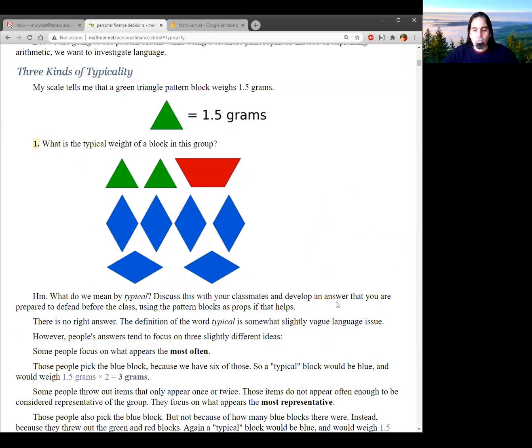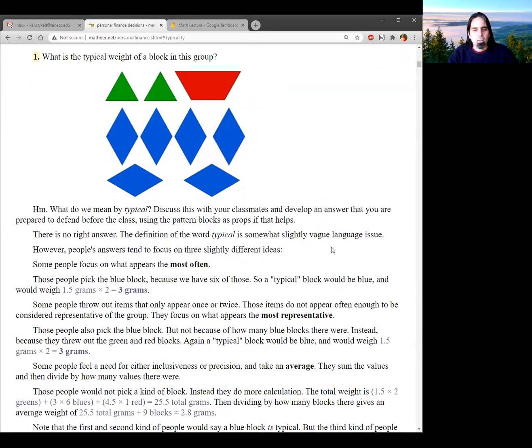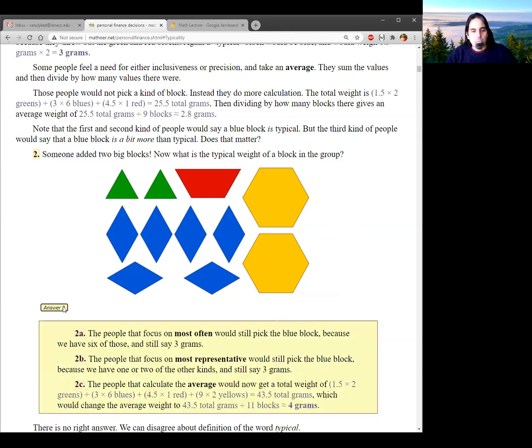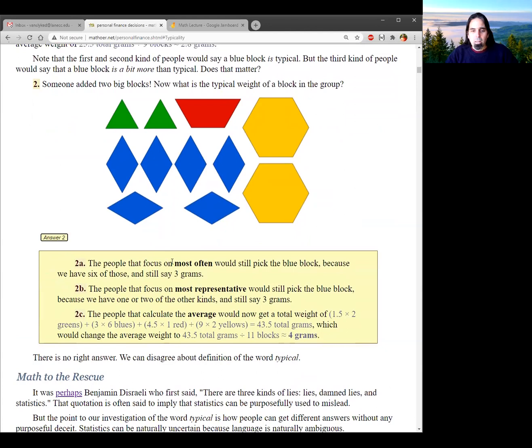So if we were all together in the same room, then I would give you a second group of blocks, and you would actually have scales, and you could make these things and weigh them and talk about how that works and so on. But the answers are the same as before. You could say what happens most often. You could say, let's get rid of things that don't count as representative. Or we could find the average by adding up how many and then adding up the total and dividing by how many.